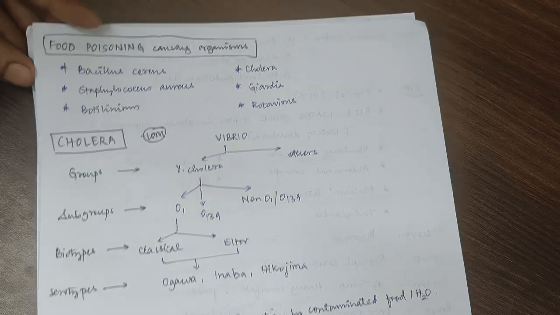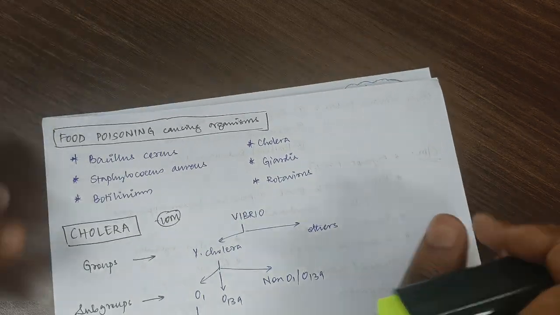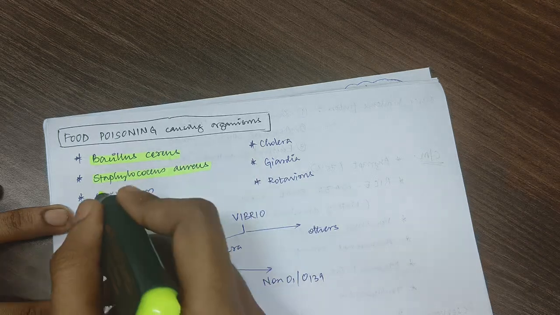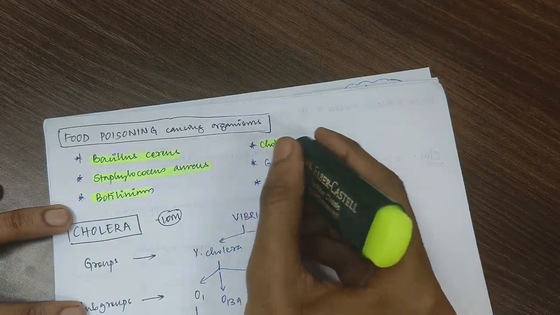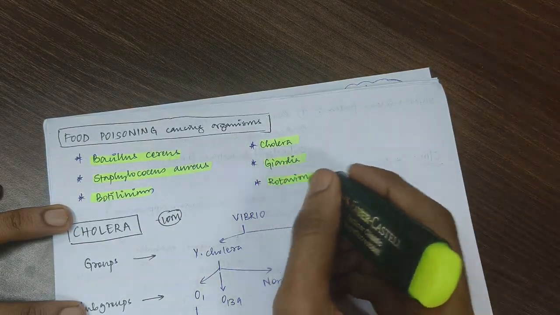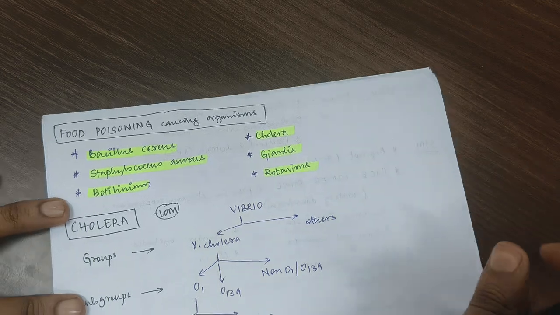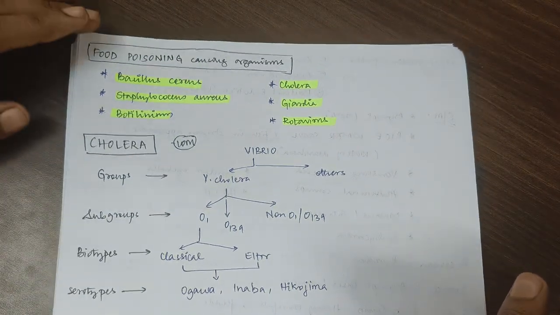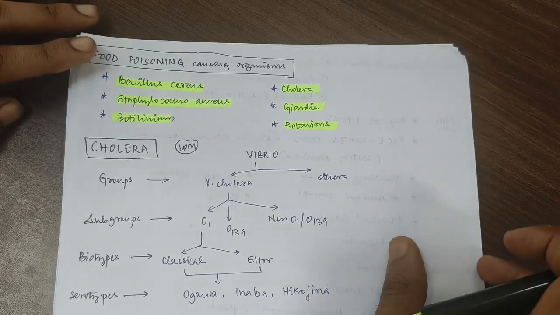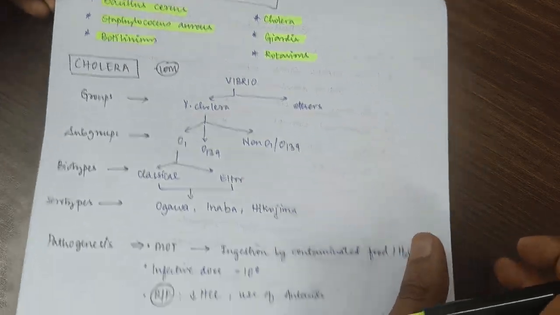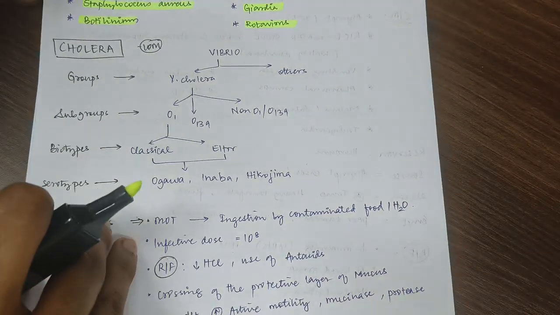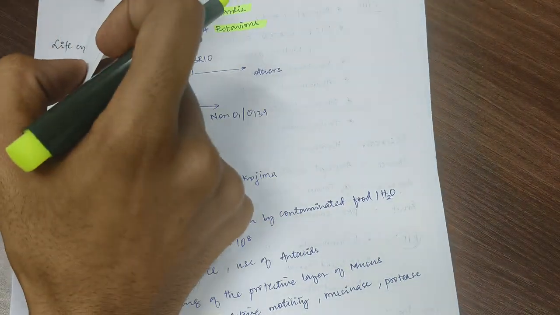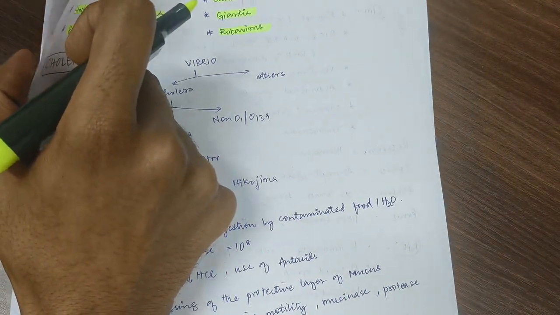Coming to the food poisoning causing organisms. What are the organisms causing food poisoning? One is Bacillus cereus, then Staphylococcus aureus, botulinum, cholera, giardia and rotaviruses are the food poison causing organisms leading to gastroenteritis. So cholera is basically the next question which you are going to deal with. Again, it is in the part of GIT, and it is the most common thing you are going to focus on here.